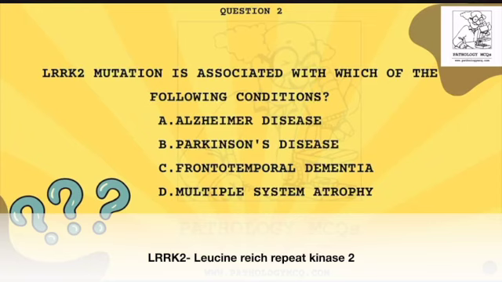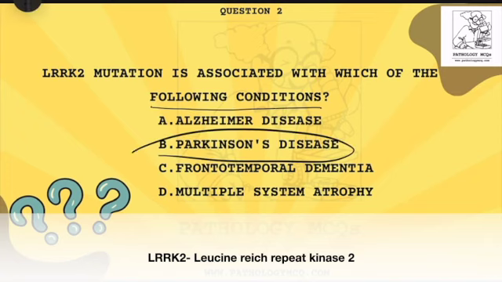Let's move on to the second question. LRRK2 mutation is associated with which of the following conditions? And the answer is Parkinson's disease.